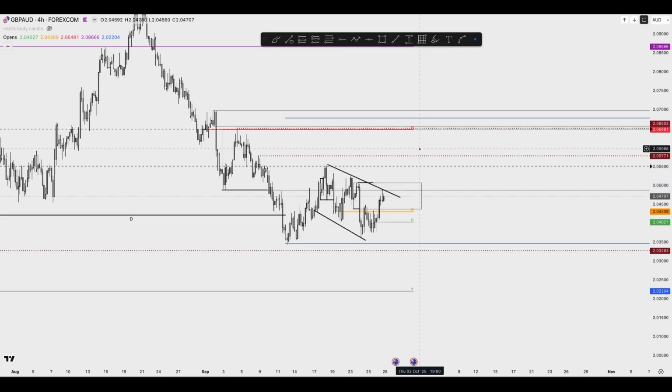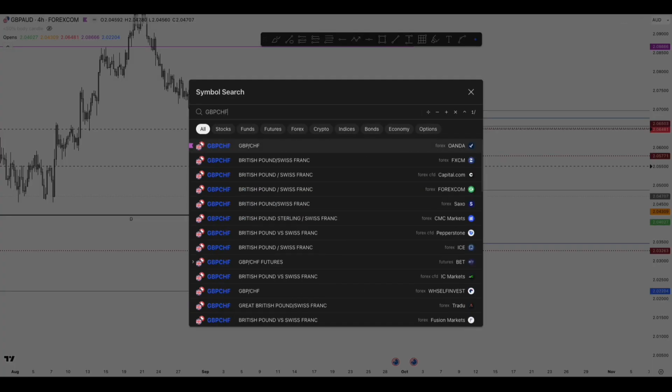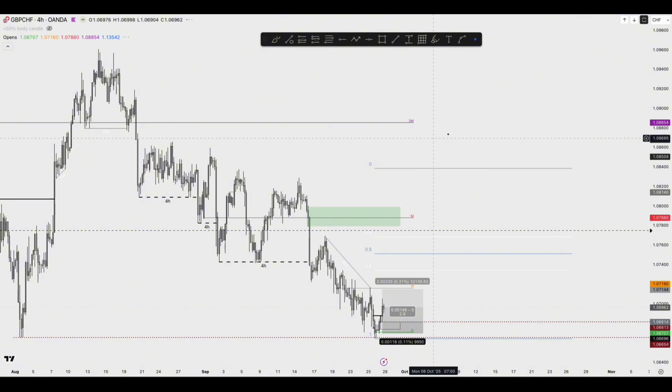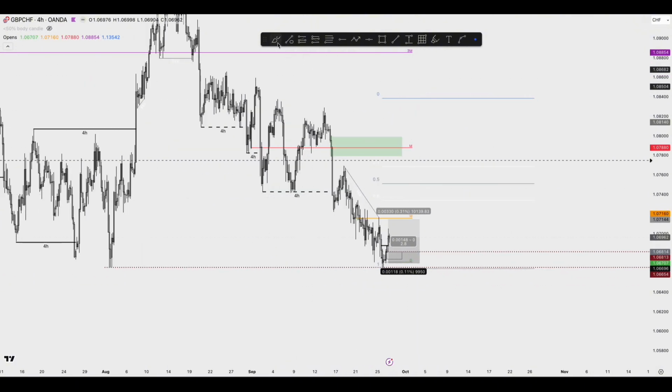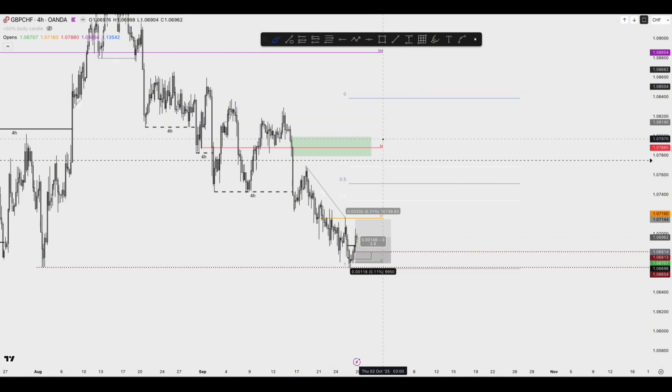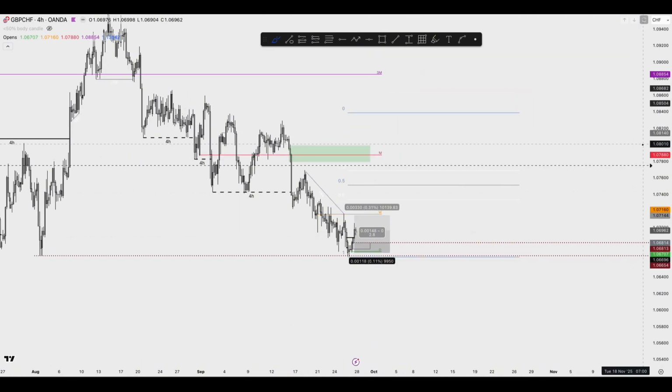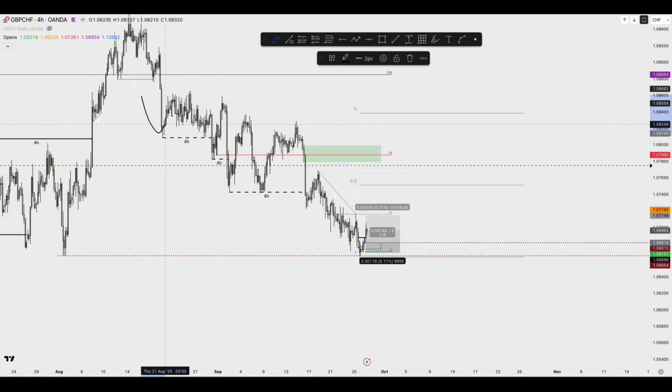The next pair would be GBP Swiss franc. Here you can see we had a very strong move down, and above these highs is very much liquidity. And as you can see here, again we are in a downtrend with this high, this low, this high, this low, this high, this low. And after this break we hadn't had a pullback yet, so we just moved in a straight line down.